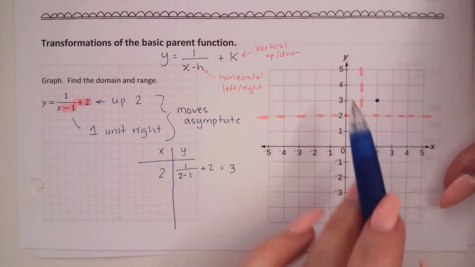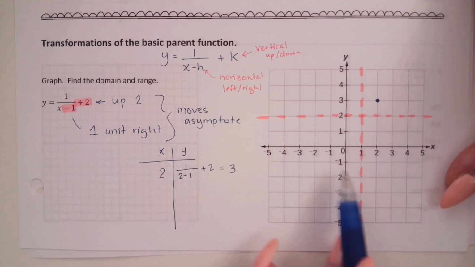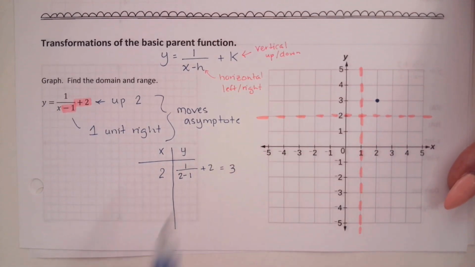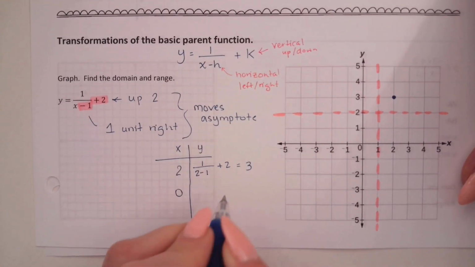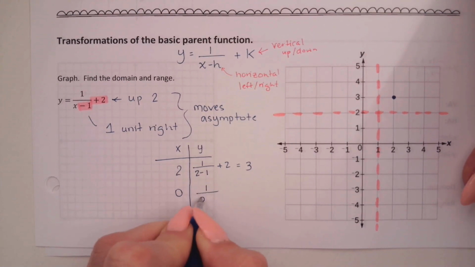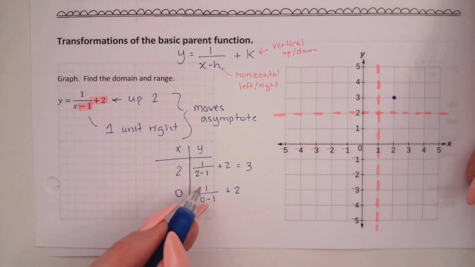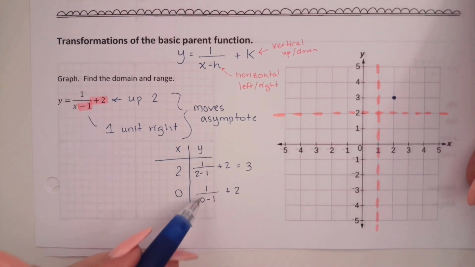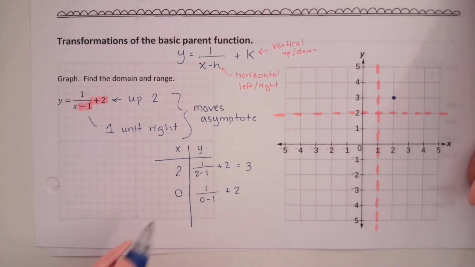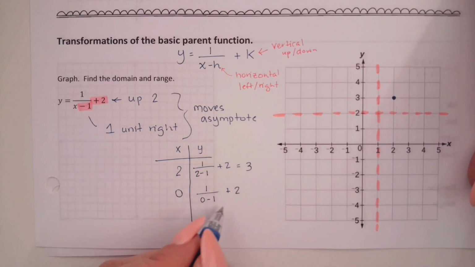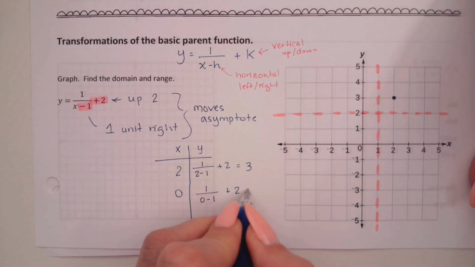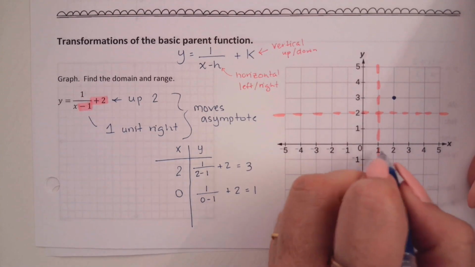Okay, and then I need to also plug in a point that's on this left side of +1. 0 sounds great. So we'll have 1 over 0 minus 1 plus 2. So let me see, that would be 1 over -1, which is -1. And what's -1 plus 2? 1. So I'll have a point at 0, 1.